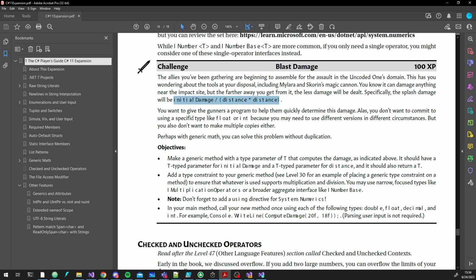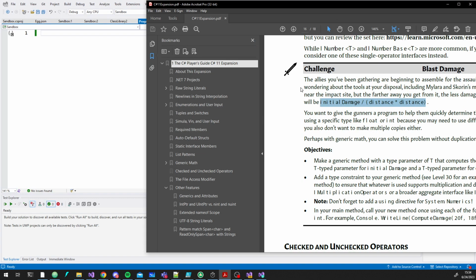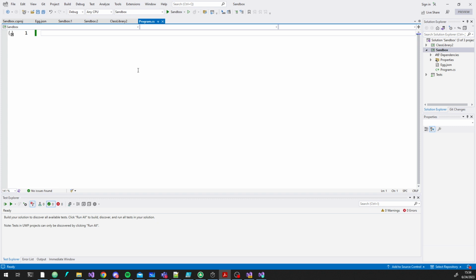But the idea is that we're gonna make one method that's a generic method, something that none of the other challenges in the book actually ask us to do. So this will be potentially the first time you've done that, even though the book does show how to make a generic method. And then we will just use it. So let's jump over here. So the idea is what we need is a generic method.